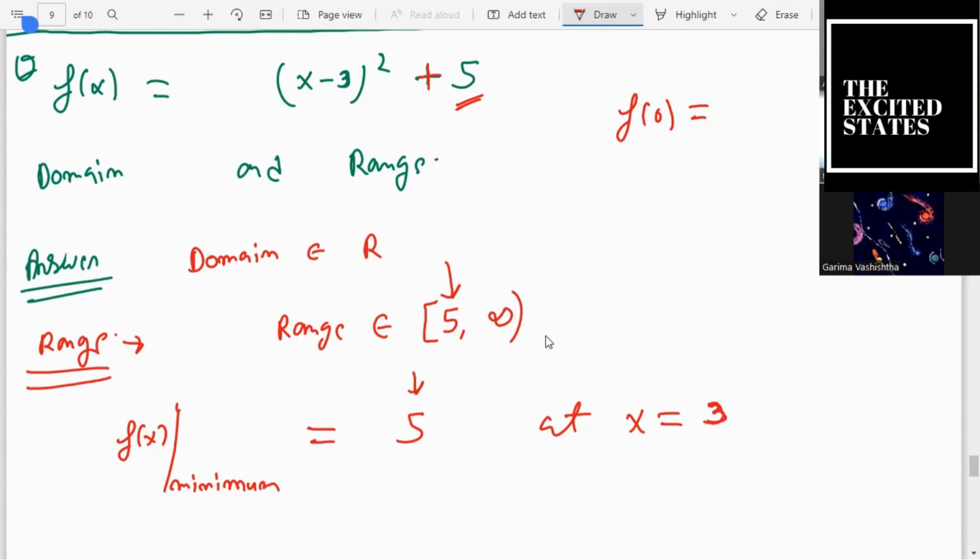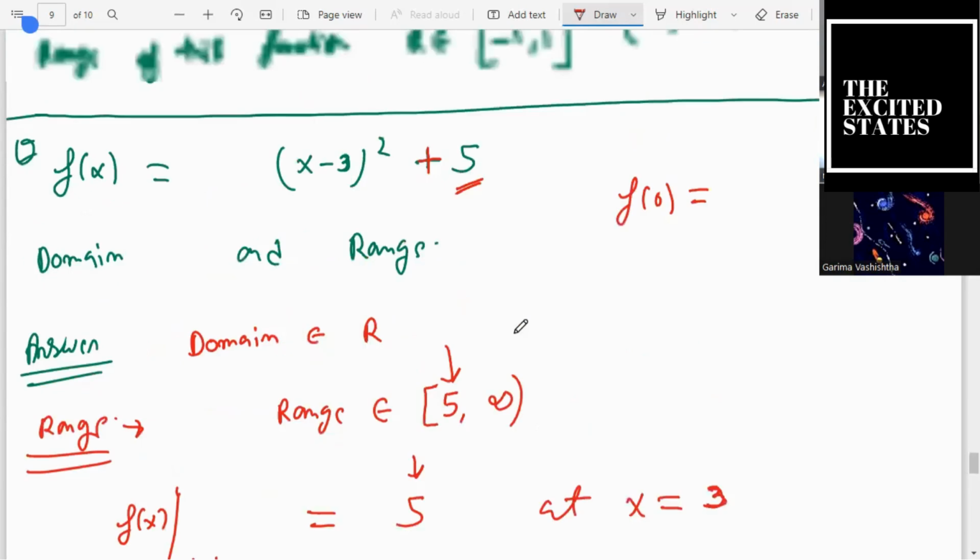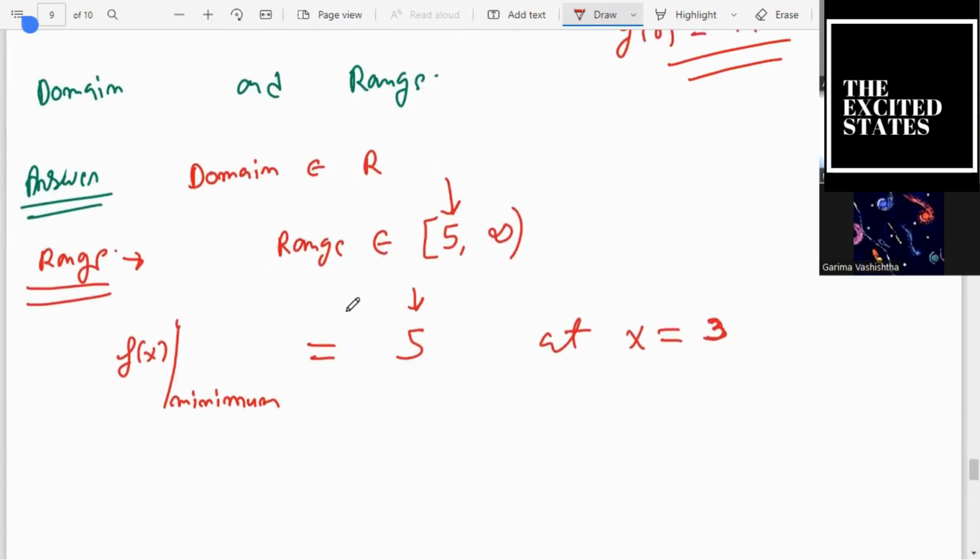So this is simply called the domain and range. I think you got the idea of domain and range.